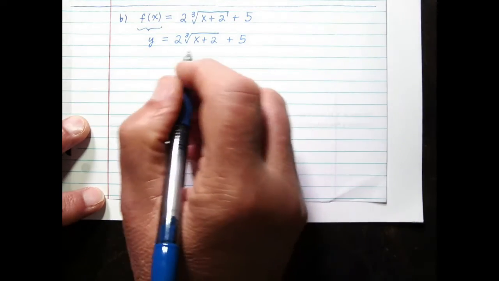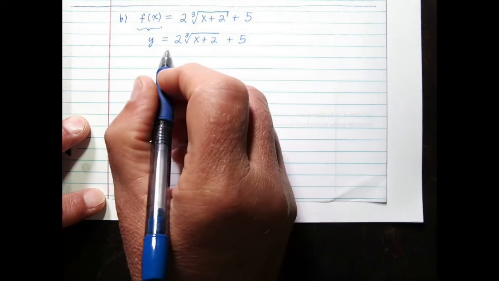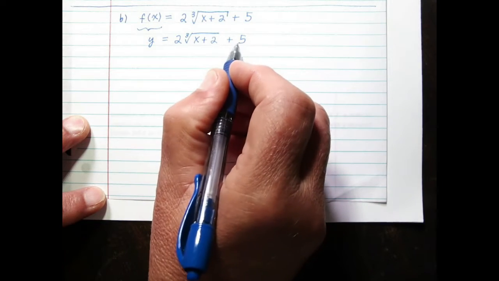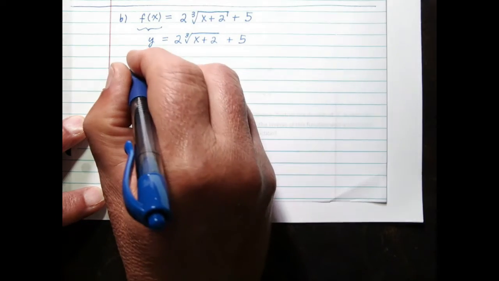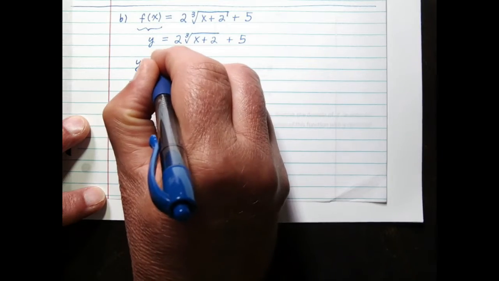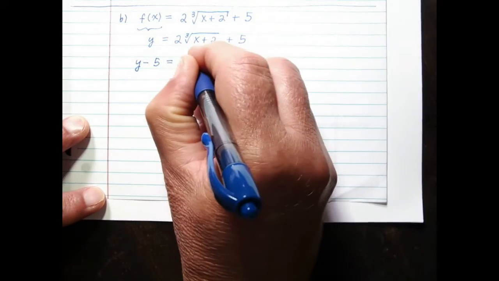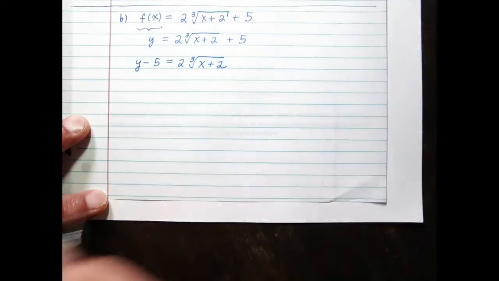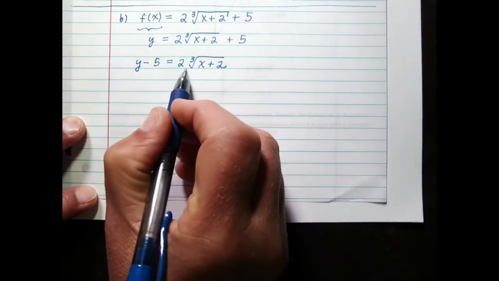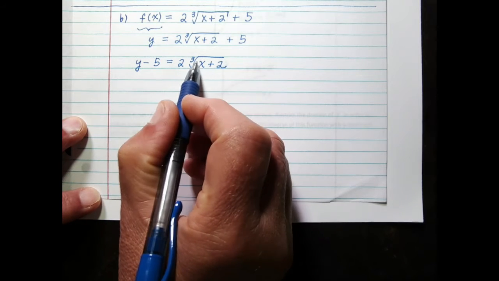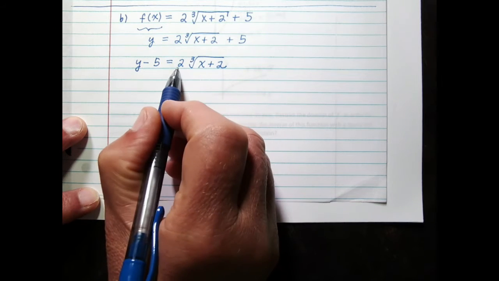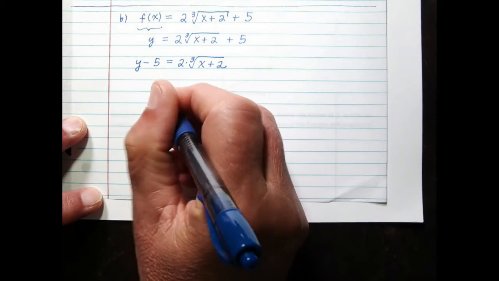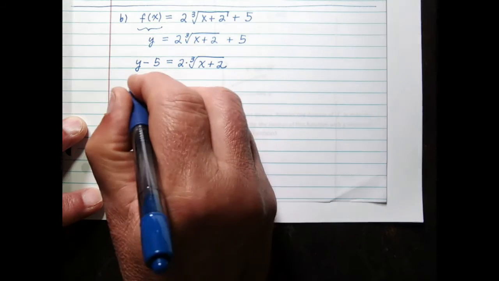So the first thing we do in solving would be the last operation to be performed if we were plugging in. So we actually want to undo that plus 5 first. I'm going to subtract 5 from both sides. And now I'm down to 2 times the cube root. Now before I get into the cube root, I next want to get rid of this 2. It's 2 times the cube root, so I want to divide both sides by 2.